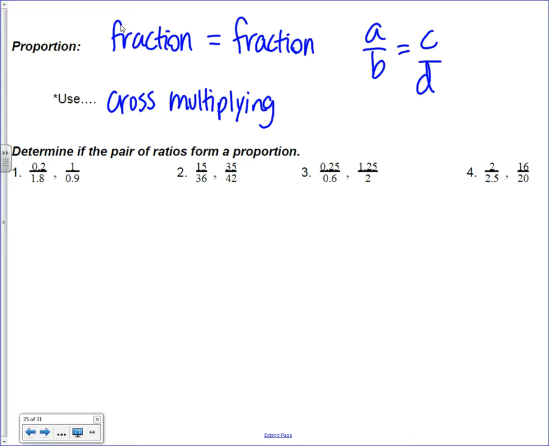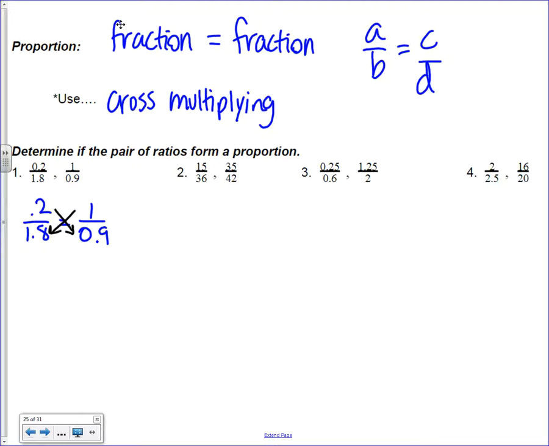So, if you look at your directions, it says, determine if the pair of ratios form a proportion. Do I say that it's a proportion? Oh, no, I don't, right? I have to see if they actually are equal. So I am going to set them equal. And then I'm going to cross multiply to see if it all works out. When I say cross multiply, what does that mean to do? That times that, and then that times that.